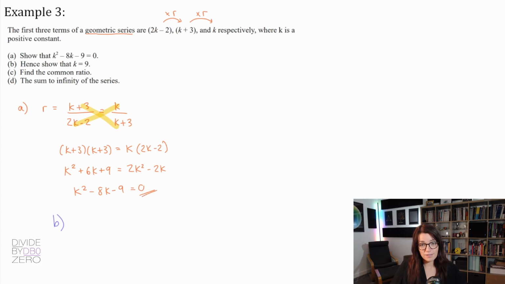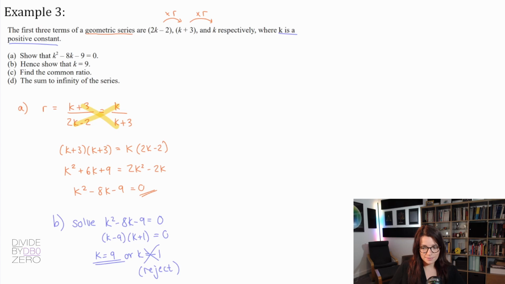For part B, if this was in an exam and you couldn't get the answer to part A, you can still try part B because you're just going to solve that quadratic to find k. So when we solve this, we can do it by factorizing here. We get two answers for k, either k equals 9 or k equals negative 1. However, we were told that k is a positive constant, so we're going to reject the negative one, and k equals 9.